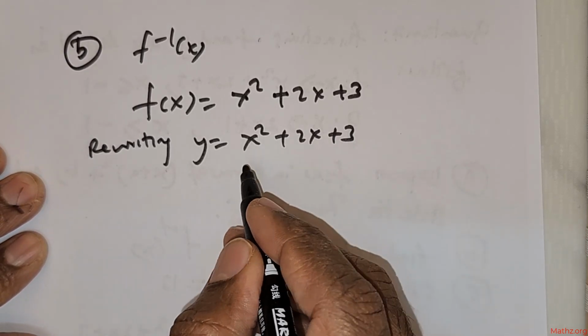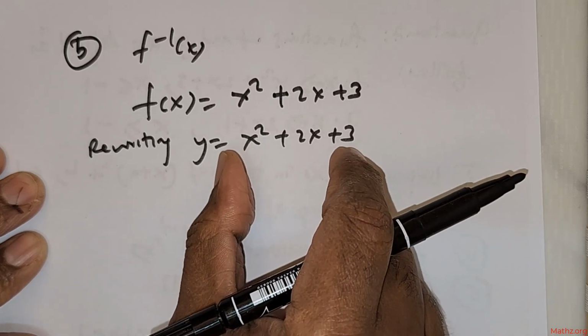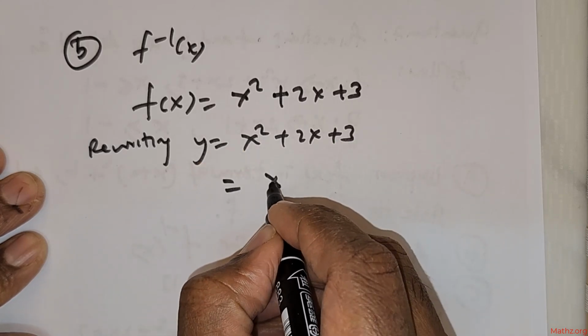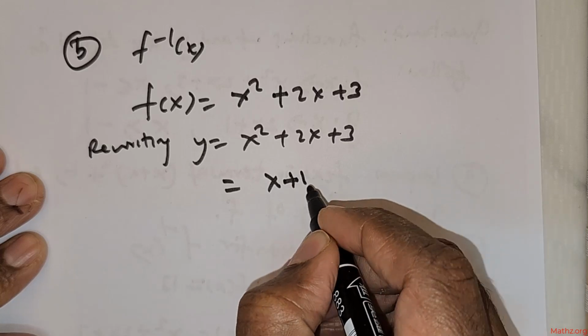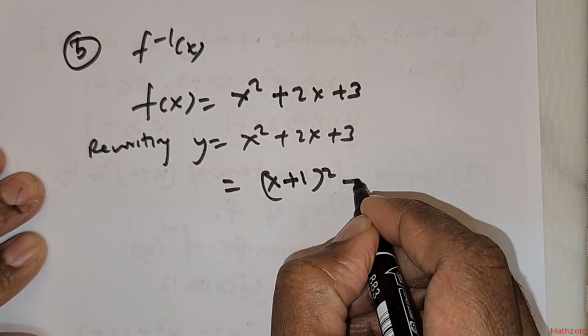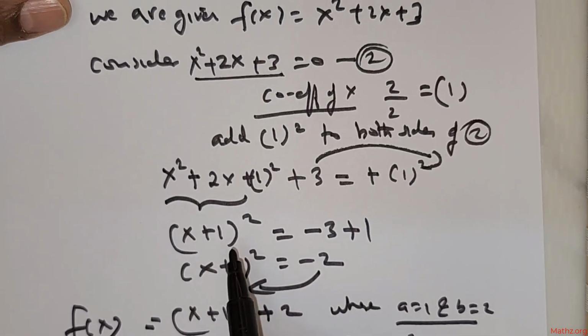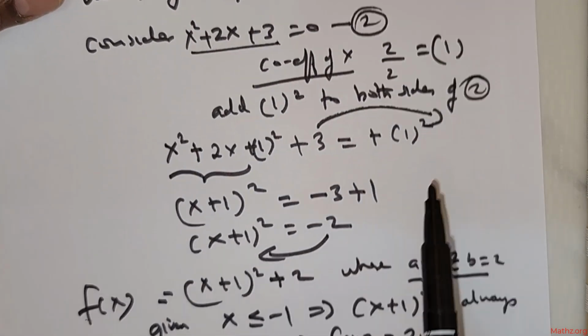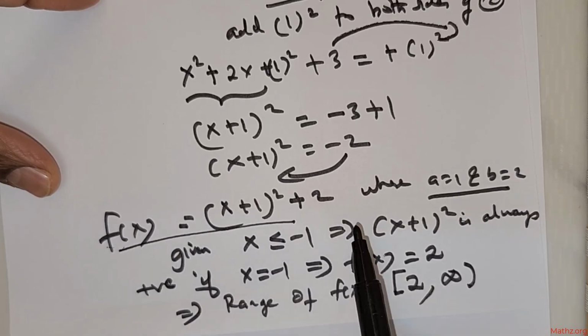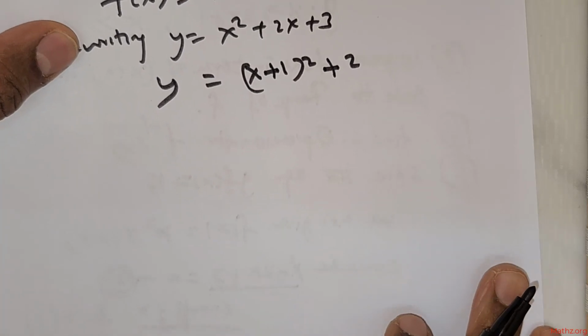Now already we know this is equal to x plus 1 the whole square plus 2 is equal to y. Why? Because we have expressed it, right? See, we have already expressed f of x to be x plus 1 whole square plus 2. So this is the expression I am utilizing it here.